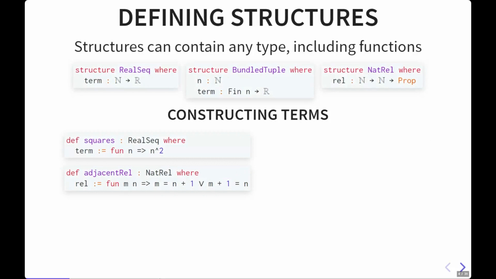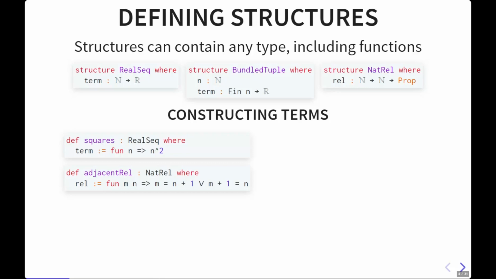And the last thing is you might have a relation inside a structure, which is just a function that takes 2 natural numbers and returns a proposition. So to give examples of these, you could define the sequence of the squares, where every term is a function that takes the index and produces that index squared. Or you could define a relation between natural numbers, where the relation is a function that takes m and n, and it says either m is n plus 1 or n is m plus 1, so they're adjacent values.